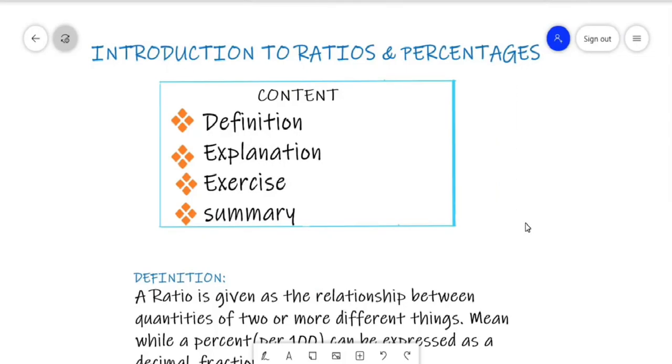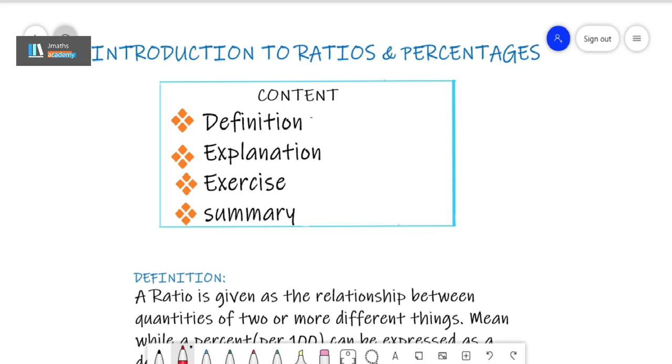In this class, we're going to look at the introduction to ratios and percentages. I'll give you the definition for ratios and percentages, I'll explain some things to you under ratios and percentages, and I'll give you an exercise and then we'll look at what we've done for today.